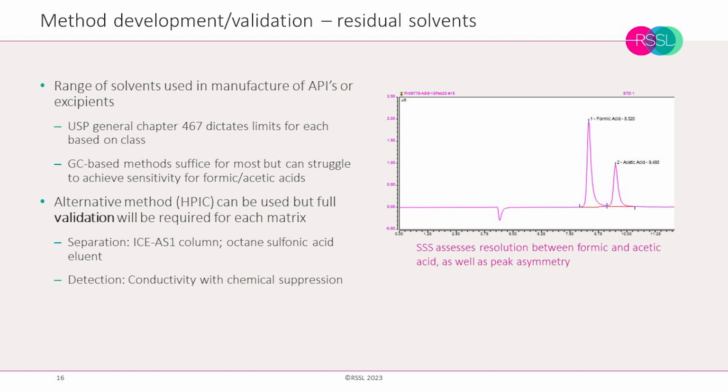The slide shows some example chromatography from a traditional ICE AS1 column, which was selected due to the surfactant nature of the matrix. The method is quite old-fashioned and uses chemical suppression rather than electrolytic and requires a separate pump to deliver the regeneration solution. However, the resulting resolution between the acetic and formic acids is very good, and generally this approach produces less interference issues for some types of materials.